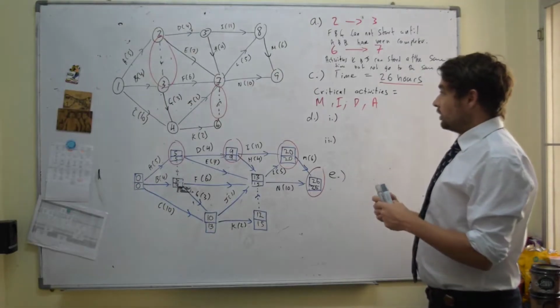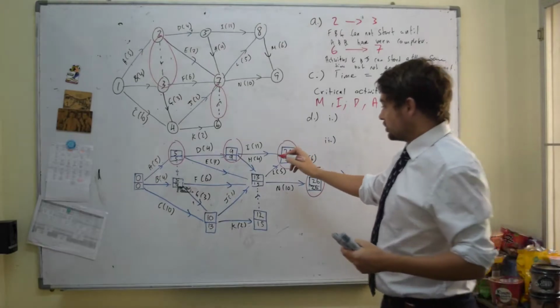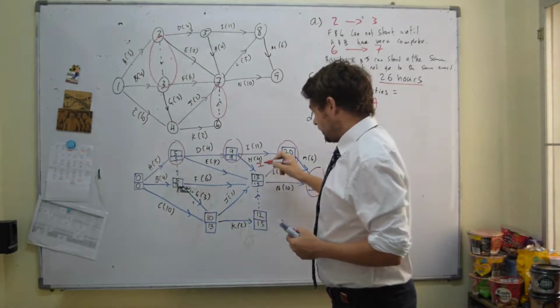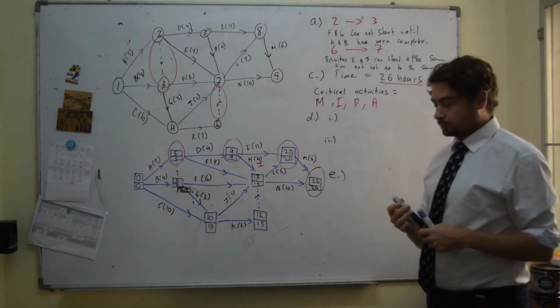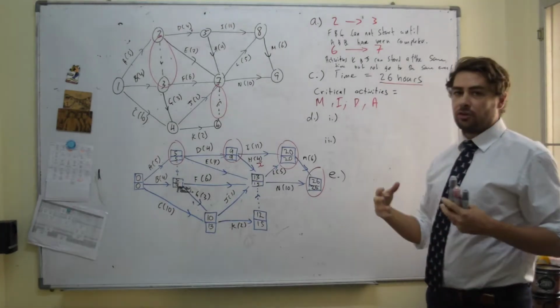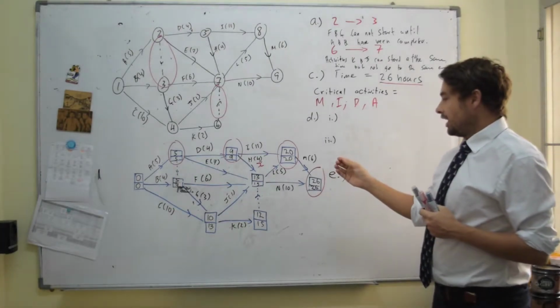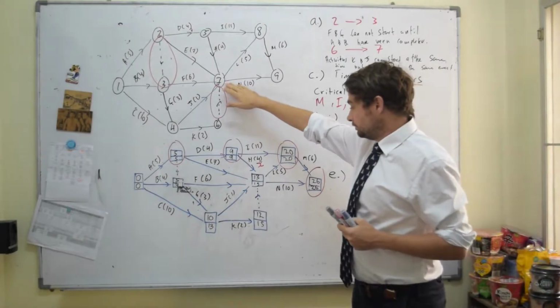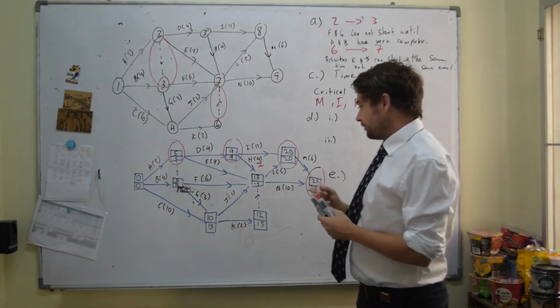So here we can go and change H. H is now X instead of 4. And we want to look at how this is going to impact the early times and the late times for 7. That's this one here.